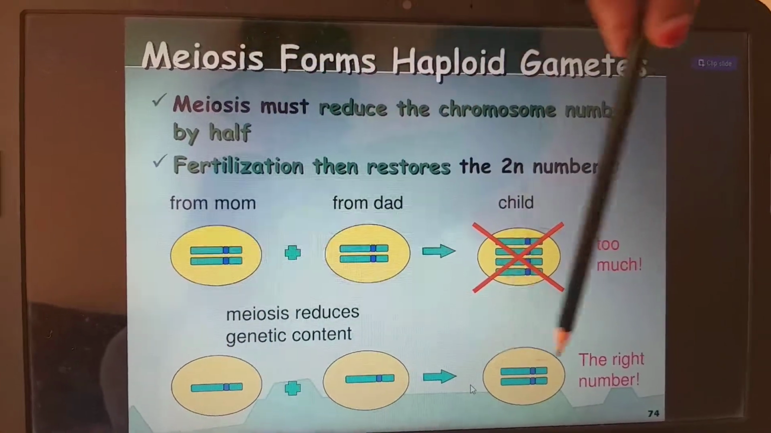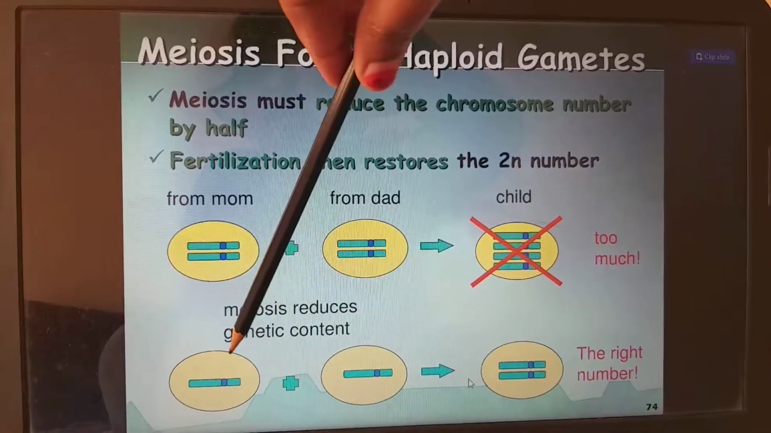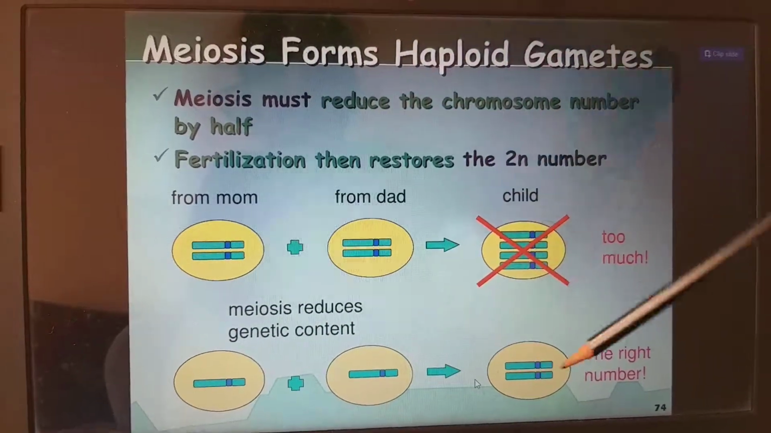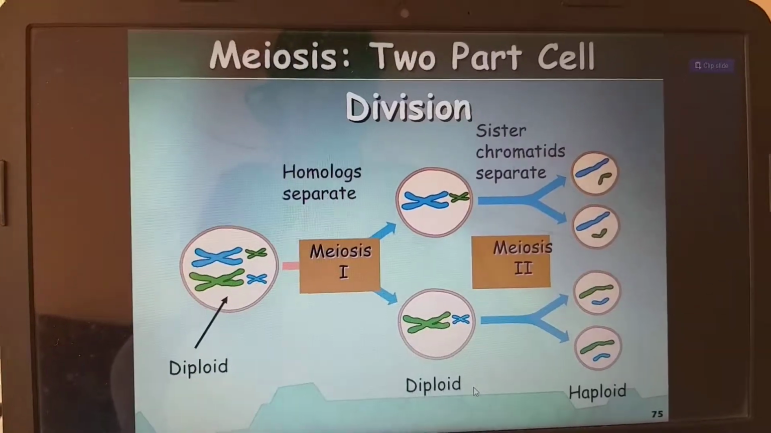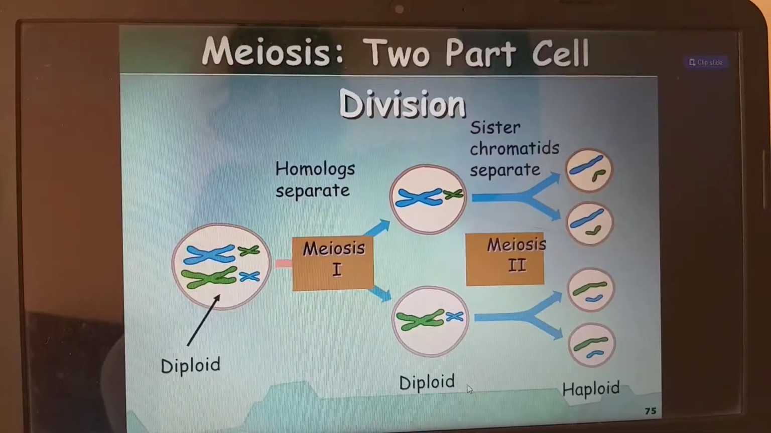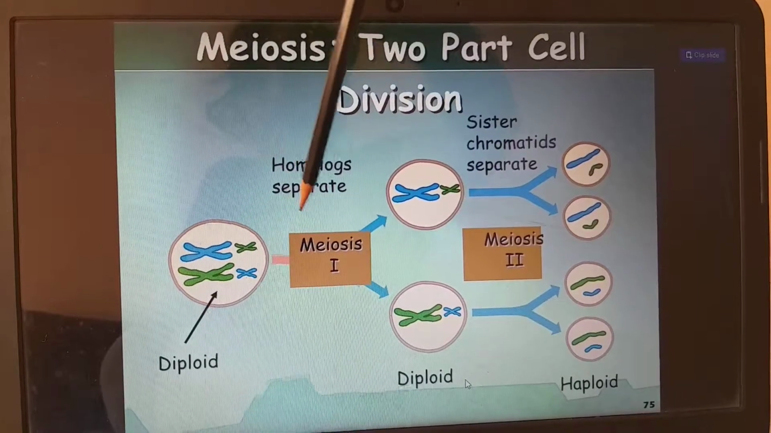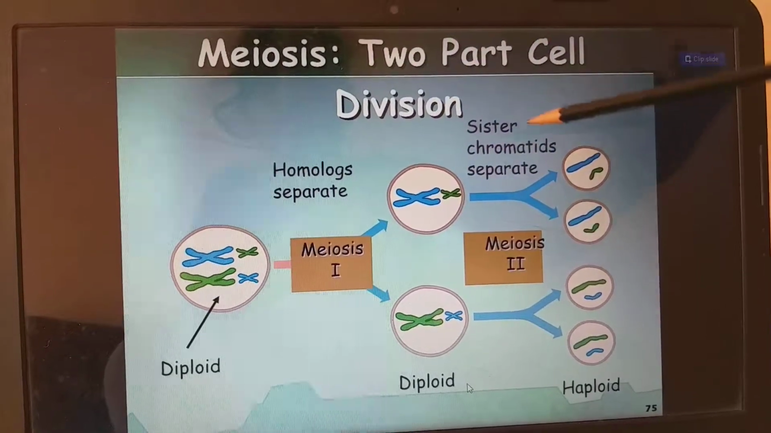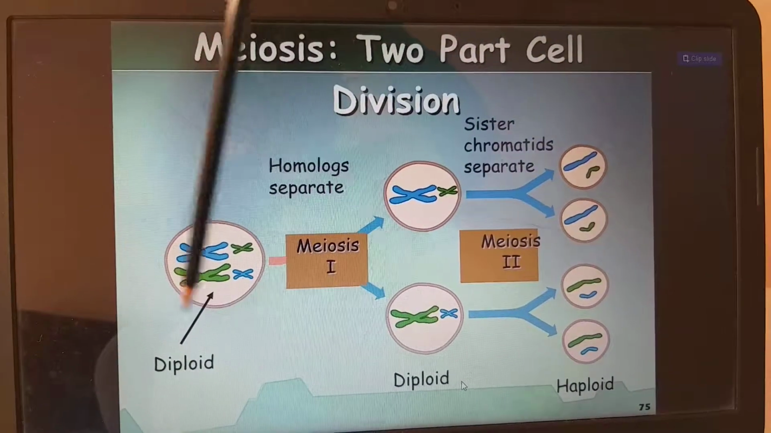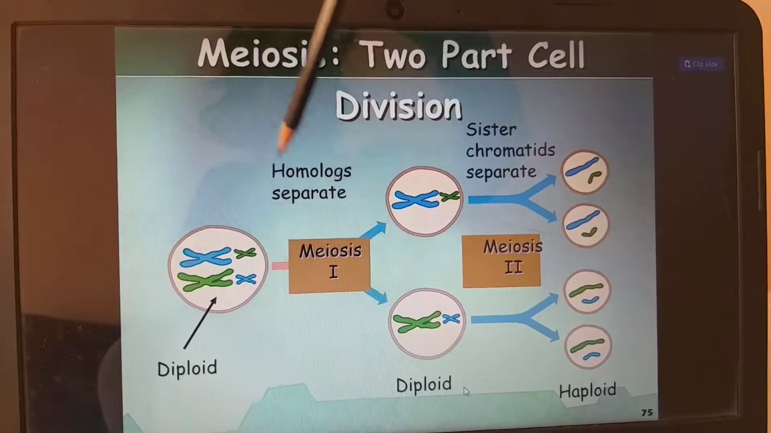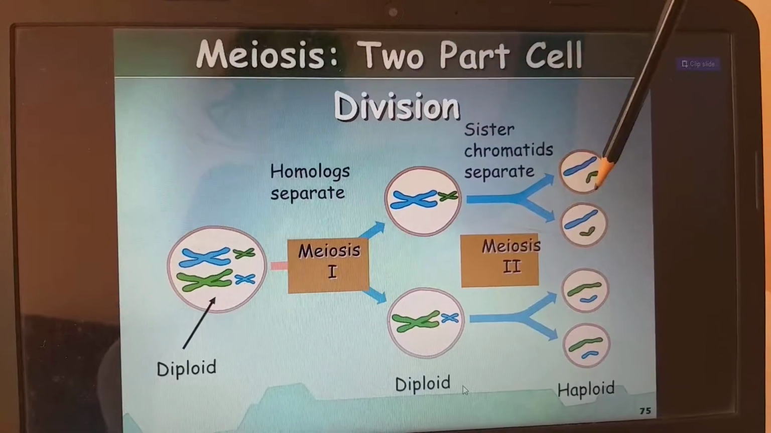So this is how the original meiosis happens. This is the haploid and haploid combined together to form a diploid. So this is the right number. Now meiosis. This is the diploid parental cell, in which the homologs will separate, and the sister chromatids will be separated in meiosis 1. Initially this is the process of interphase. Next we have meiosis 1 and meiosis 2.